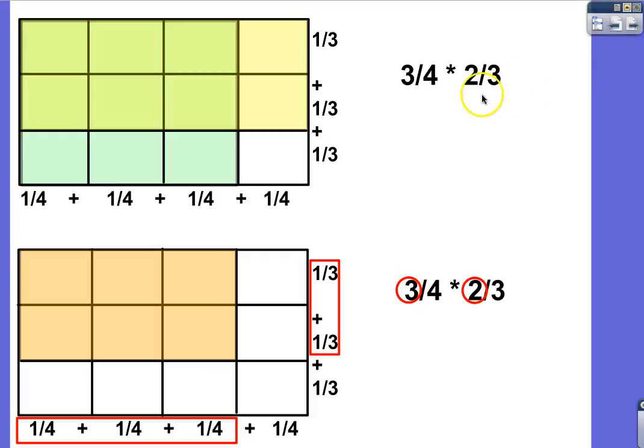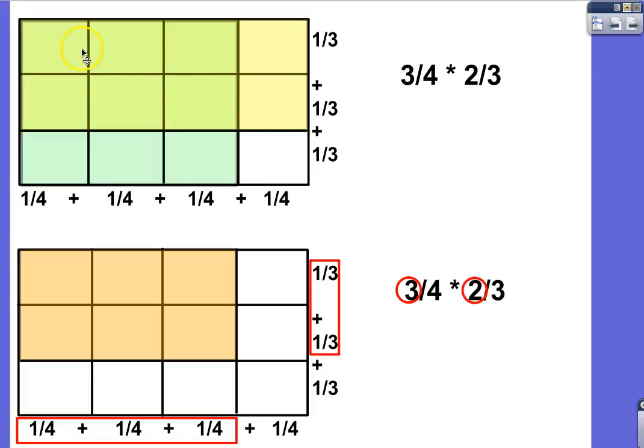Now, let's take a look at these two. And again, this is shading in 2/3 and shading in 3/4. But it's the area where they overlap that is my answer. So I've got 2/3 that are shaded in yellow, and then I've got 3/4 that are shaded in a light green, but where these two colors overlap, I have a different shade of green. And this represents my answer.